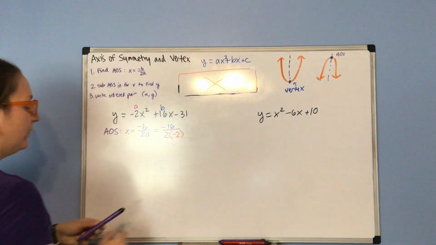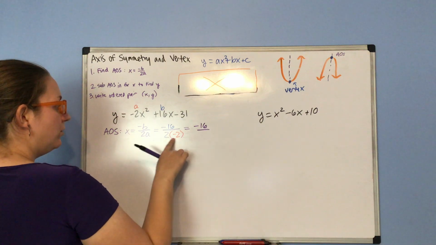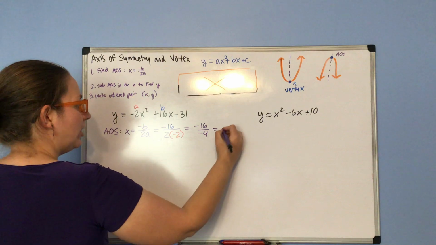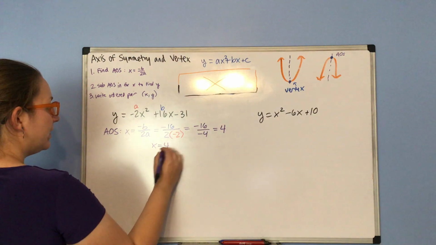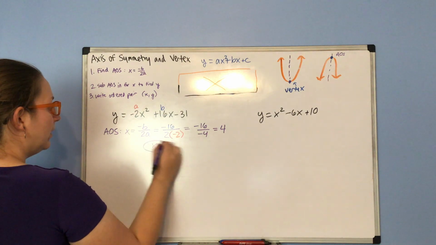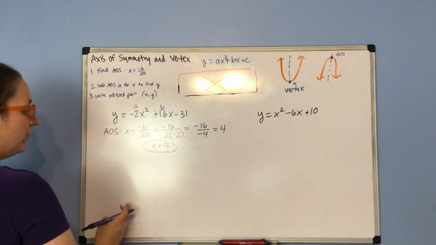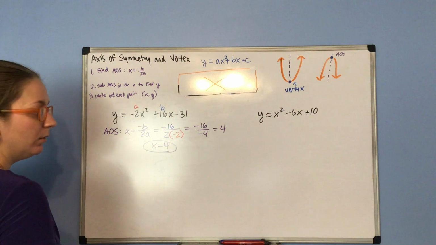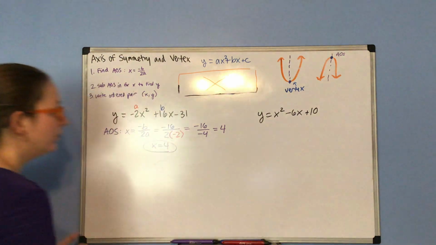From here, we're going to simplify this fraction. 2 times negative 2 is negative 4. Negative 16 divided by negative 4 is positive 4. So our AOS is x equals 4, meaning for this particular parabola, when we graph it, our axis of symmetry would go through x equals 4. We're part of the way done with what we want to do. The other thing we want to do is find our vertex.